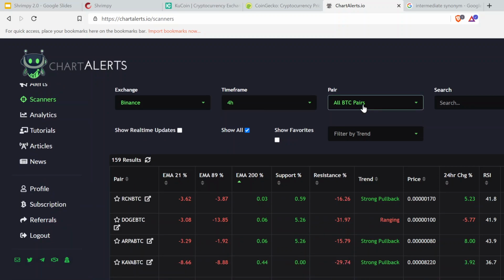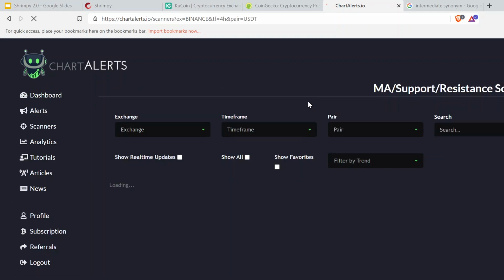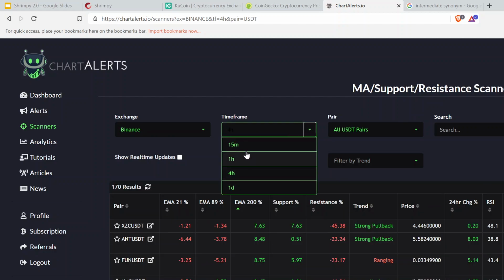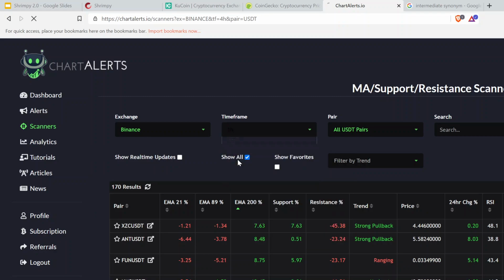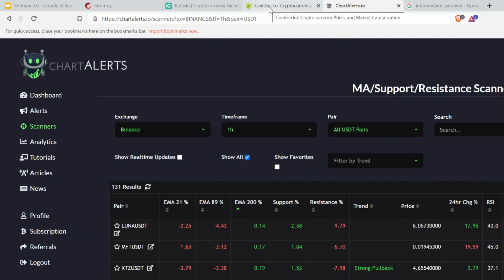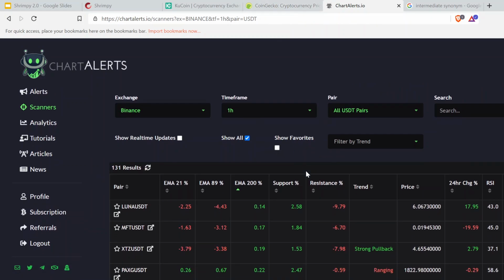I might look at USDT pairs, for example, and I'm going to go to time frame 1 hour. It's great if the internet is faster. I'm going to be looking for coins that are trending. So it's similar to CoinGecko, but it's a lot more dense because of all of the different information I'm getting.